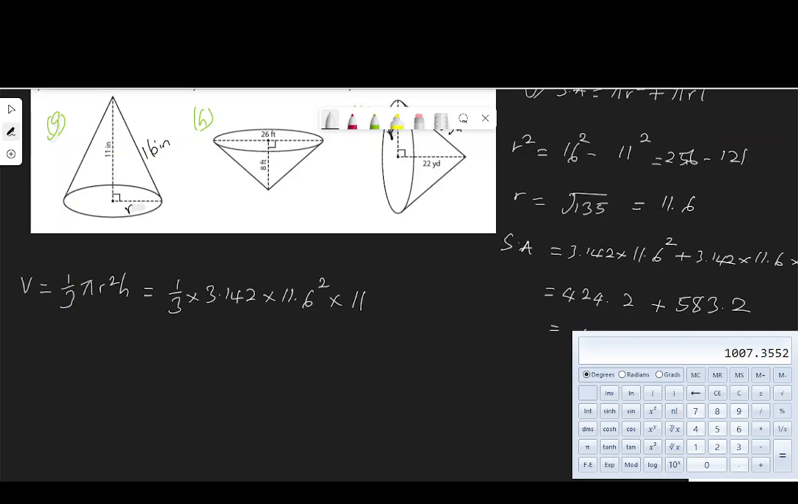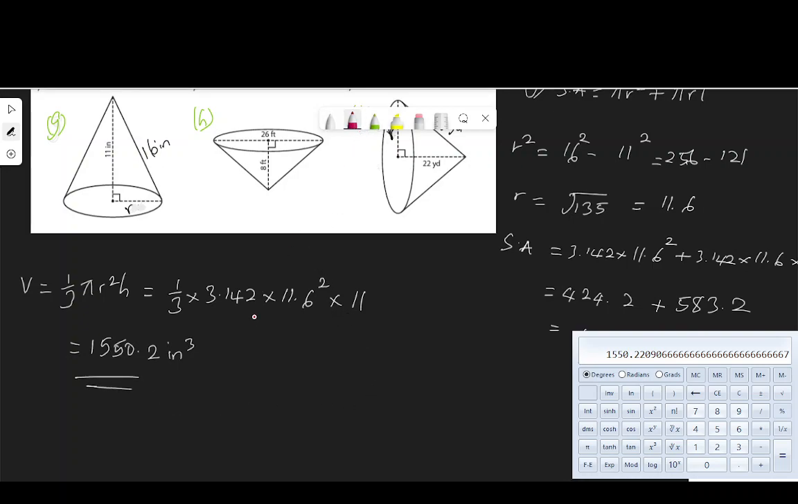Let's put that into a calculator. 11.6 squared is approximately 134.6, then multiply by 11, multiply by 3.142, then divide by 3. That gives 1550.2. So 1550.2 inches cubed is the volume of that cone. That is it for G.